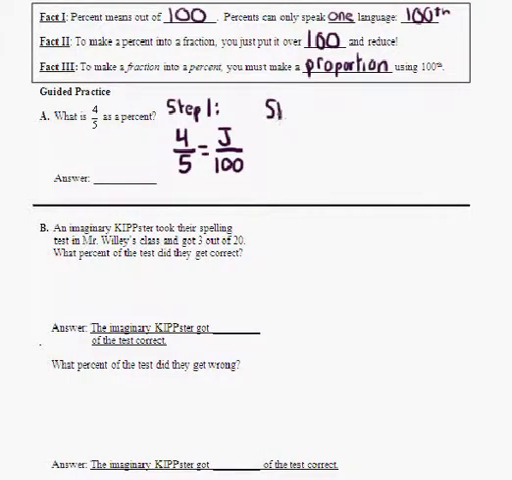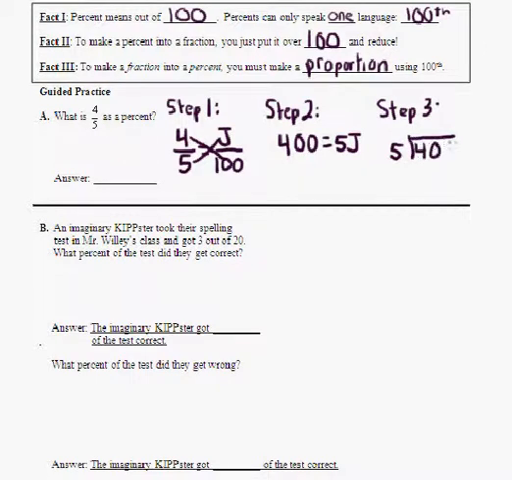Step 2 is cross multiplying. We've done this before. So, 4 times 100, simple, that's 400, equals 5 times J. We just write that simply as 5J. And then finally, step 3 is the division. We're going to solve and figure out what J is. So we put 5 outside the house, 400 inside the house.